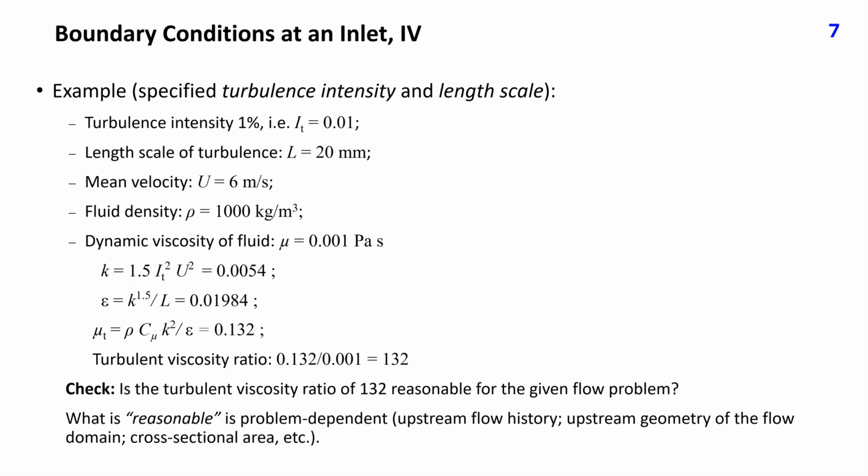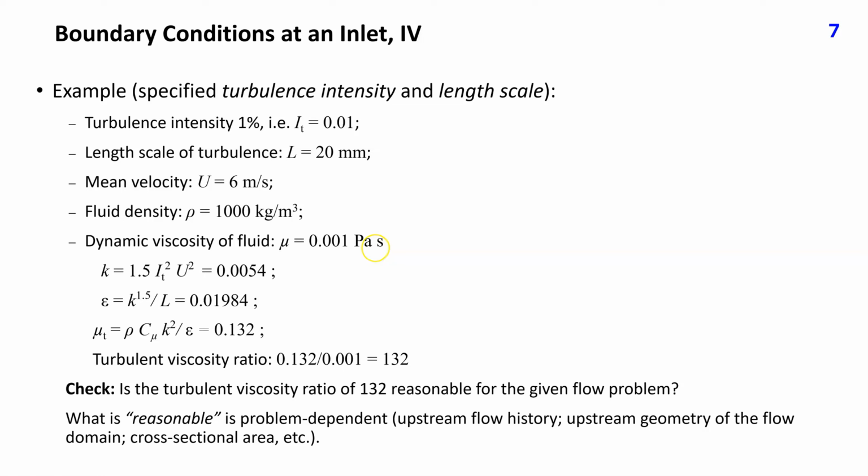Here is another example with specified turbulence intensity and length scale at inlet boundary. Turbulence intensity is set to 1%, that is IT is 0.01. Length scale of turbulence set to L equals 20 millimeters. Mean velocity U equals 6 meters per second. Fluid density rho equals 1000 kilogram per cubic meter, and dynamic viscosity of fluid mu equals 0.001 Pascal seconds.